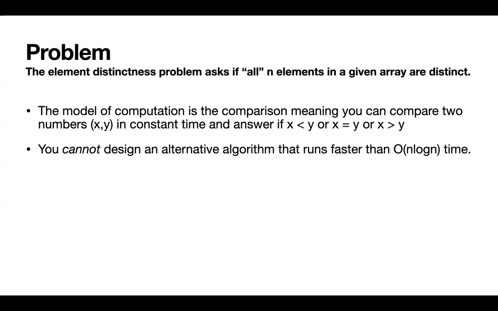The model of computation is comparison, meaning you can compare two numbers x and y in constant time and answer if x is either less than y, equal to y, or greater than y. And what we're going to seek to prove is that you cannot design an alternative algorithm that runs faster than n log n time.